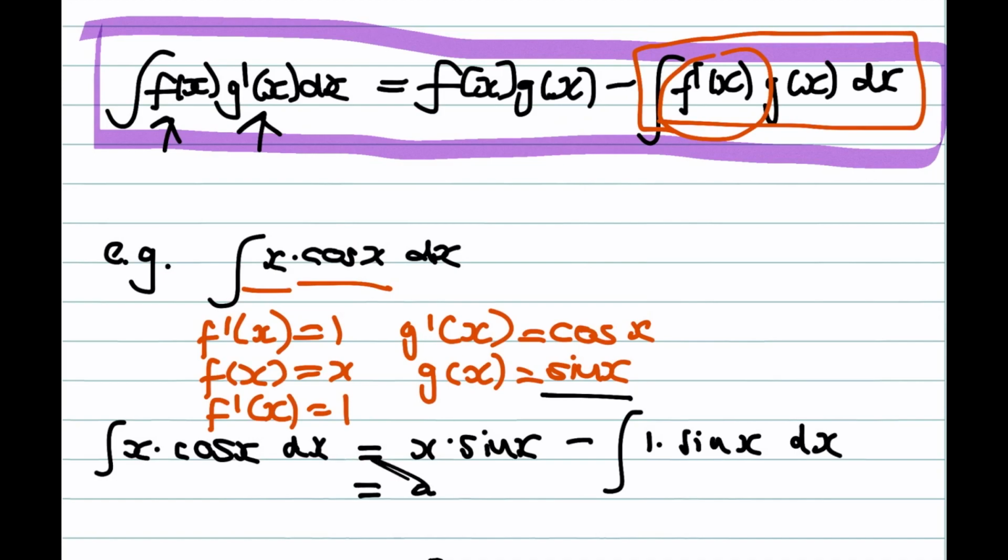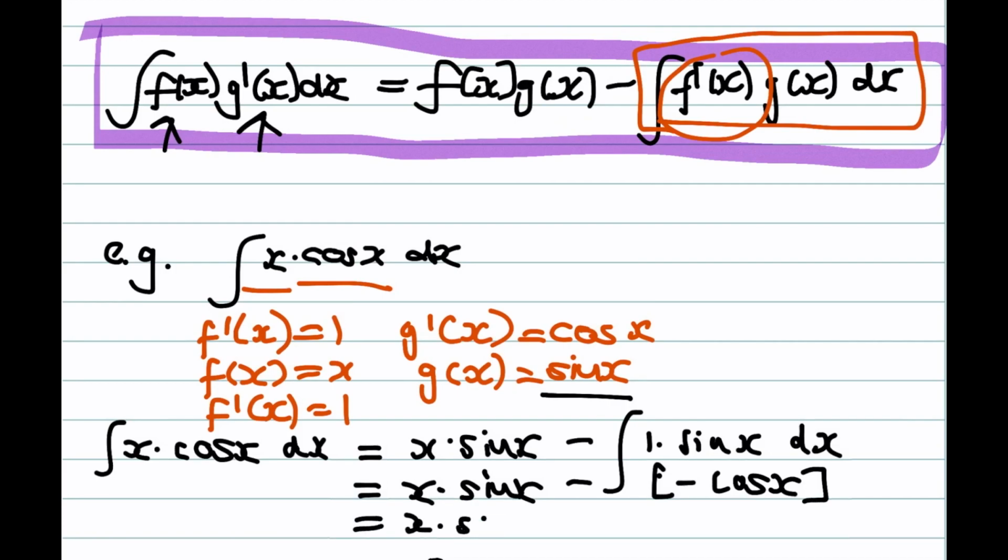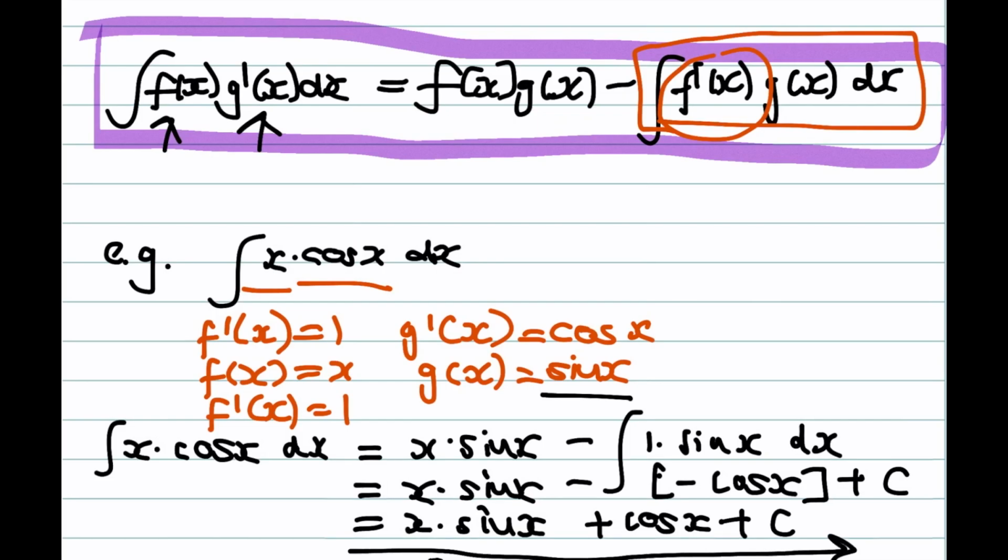Simplifying, we get x sine x minus, and integrating sine x, we're going to get minus cos x, which is then equal to x sine x plus, minus minus is plus, cos x. And we've done an integration, so we're just going to have plus C over here. And that is our final answer. And we've used the product rule, we've used the integration by parts formula that we derived from the product rule.